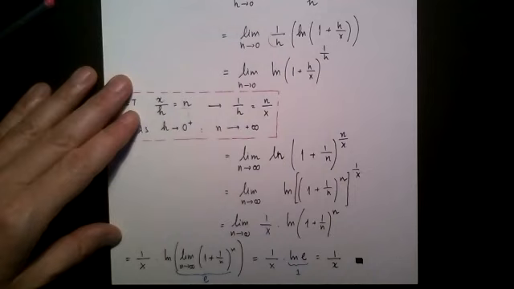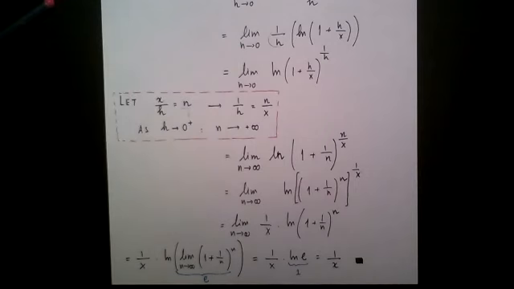Yep. That's it. And now this limit, I told you at the beginning of today's class, is the definition of e. So we have 1 over x times ln of e, which is 1. ln of e is 1. Is this okay?